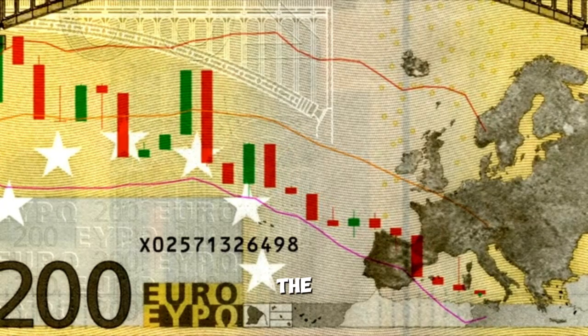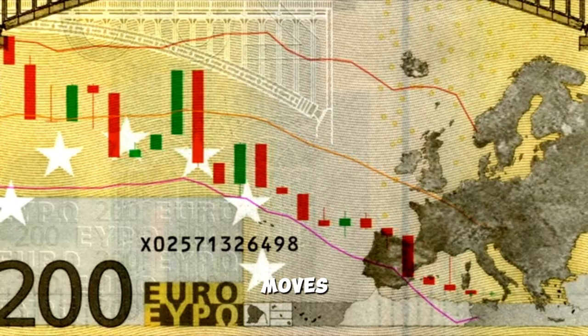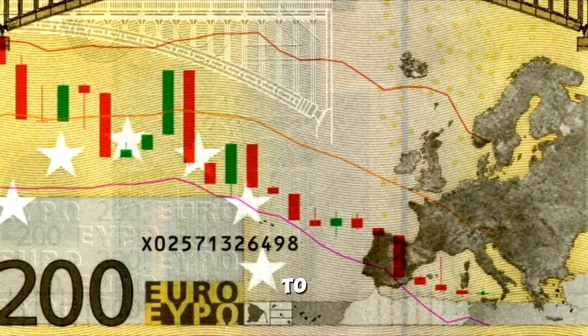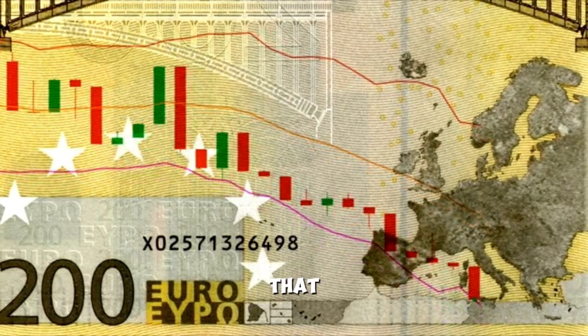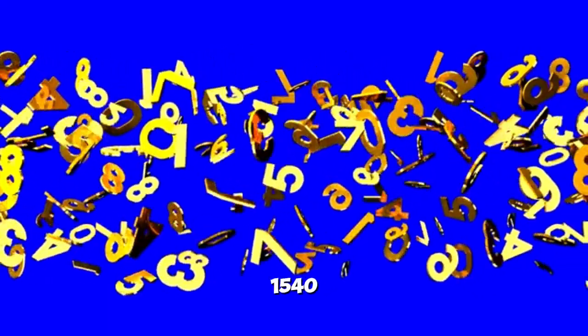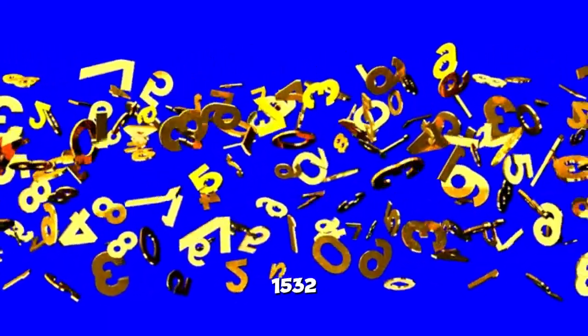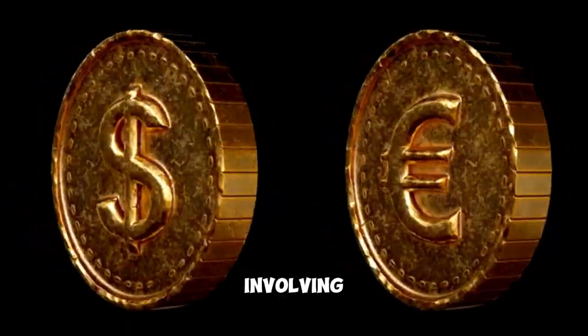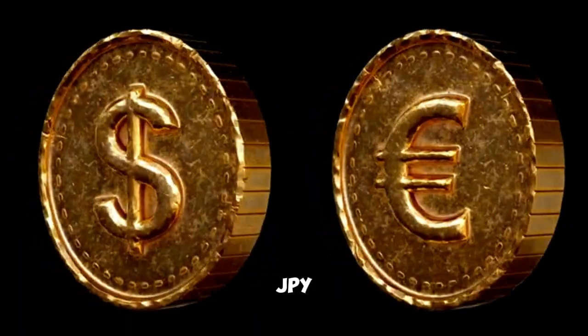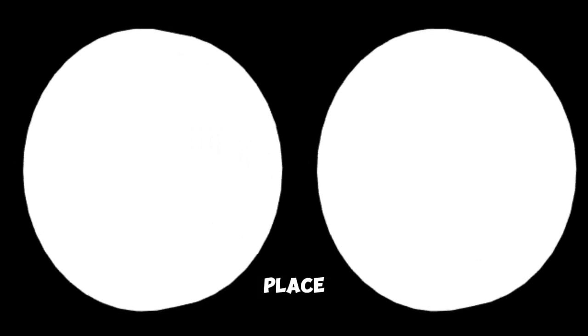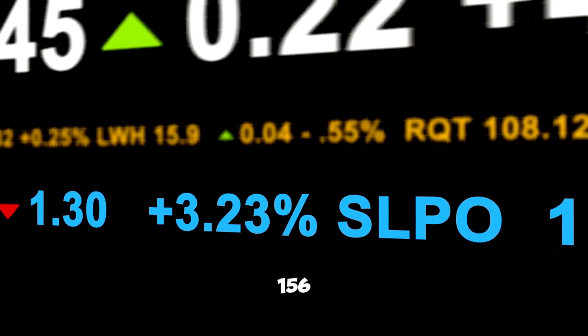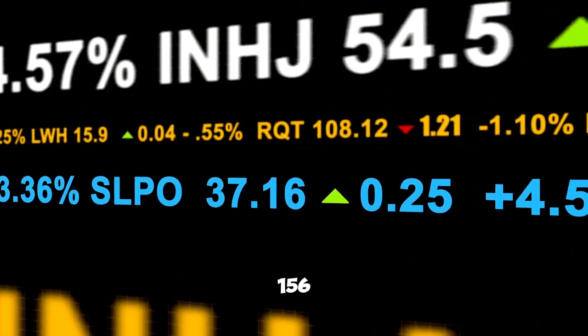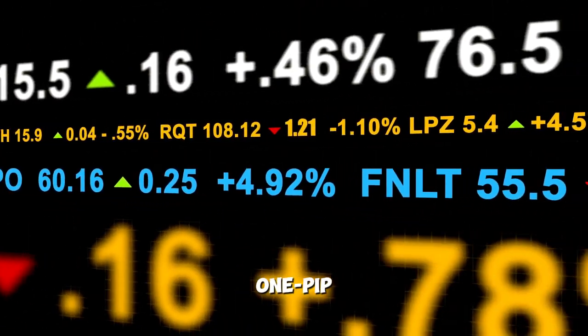For example, if the price of EUR/USD moves from 1.1540 to 1.1541, that constitutes a 1 pip movement. Similarly, a drop from 1.1540 to 1.1532 is an 8 pip gain if you are short. However, for pairs involving the Japanese yen, JPY, such as USD/JPY, the pip is the second decimal place. A move from 156.45 to 156.46 is a 1 pip gain.